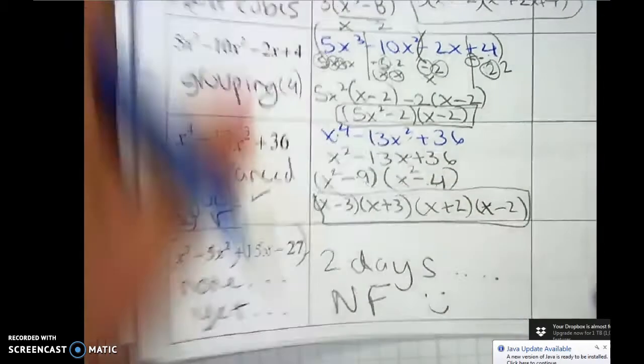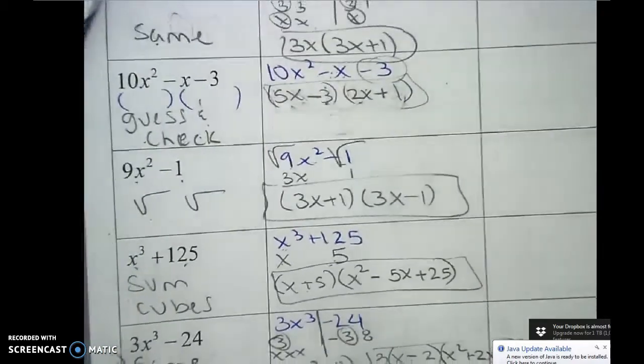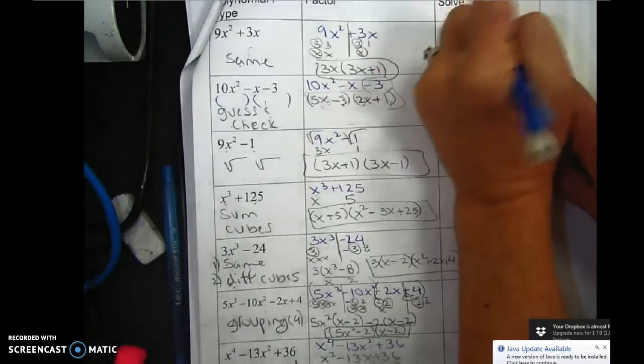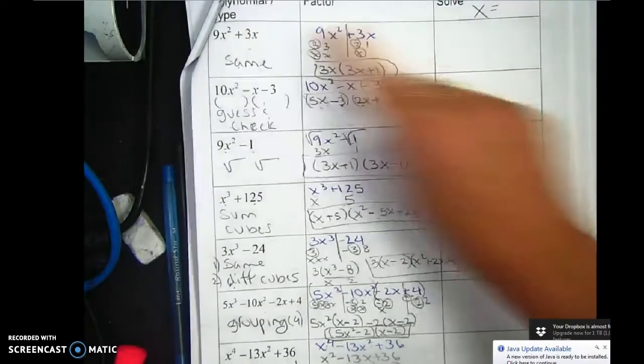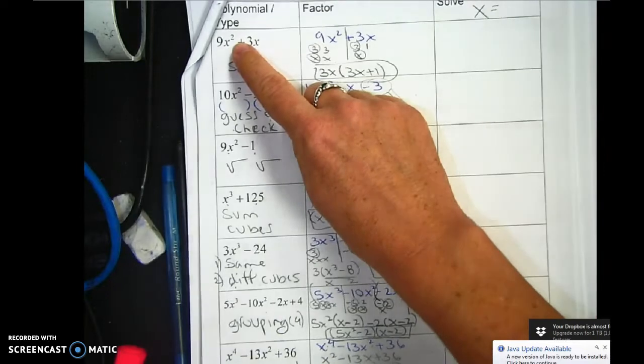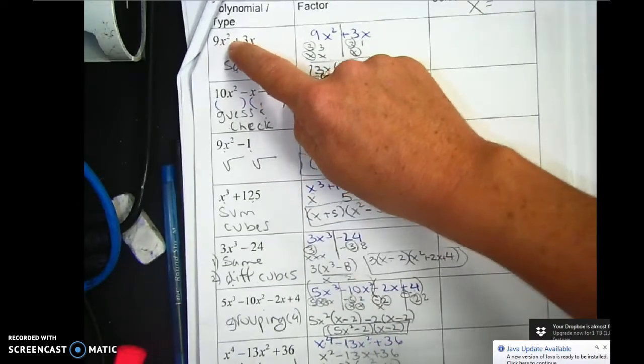Okay. Now that you've learned all the different ways to factor, let's actually solve this. And I want you to be aware of these types of problems. When I solve it, I'm trying to find x equals. Well, the number of x's will determine the degree of the exponent, or the degree of the expression.